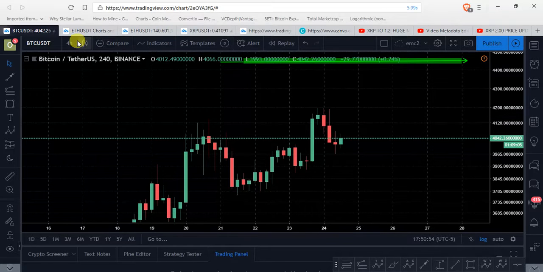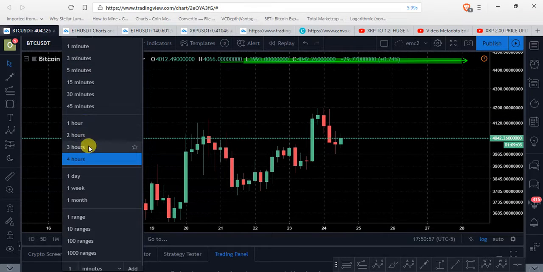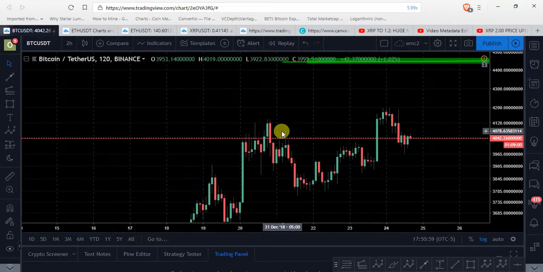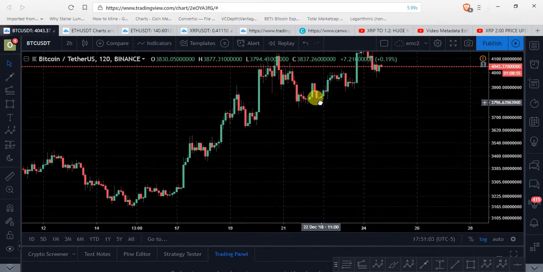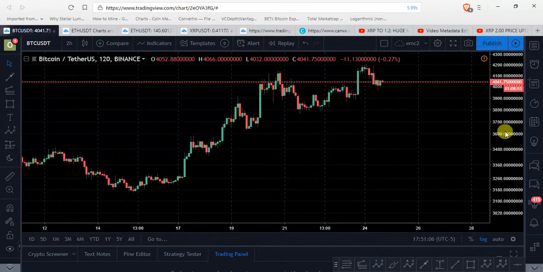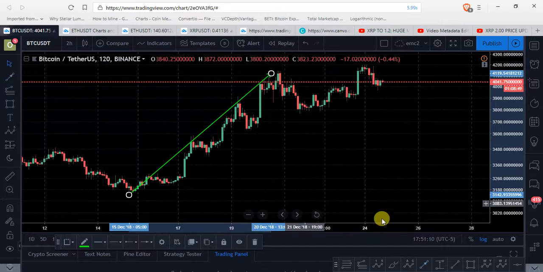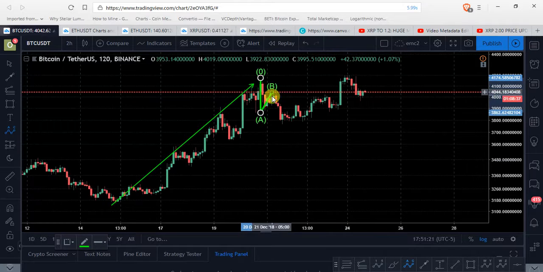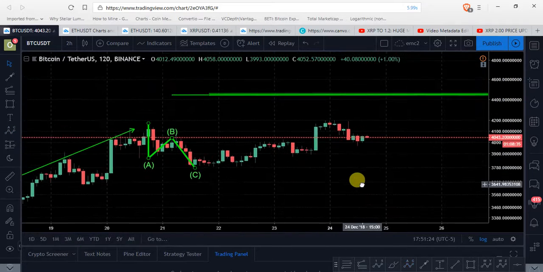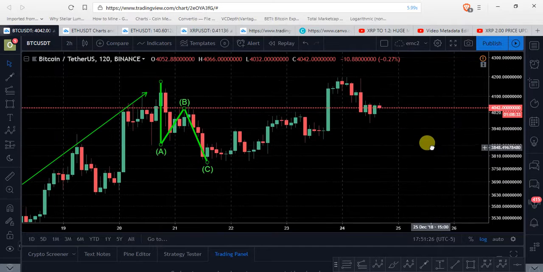But let's go ahead and take a look at the 2-hour time frame, right? After this, we got this big bullish candle, I mean this big bullish trend, right? So we got this ABC correction, right? A, B, C, right? And then if you take a look at this ABC, look at it.